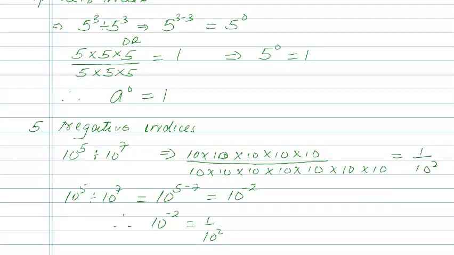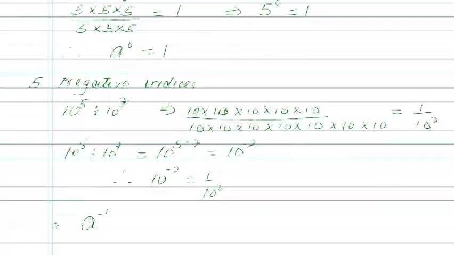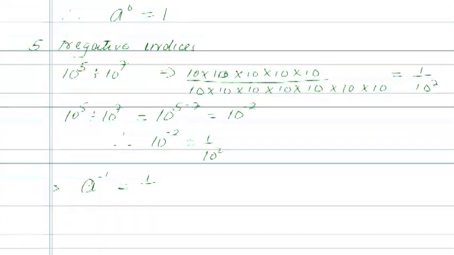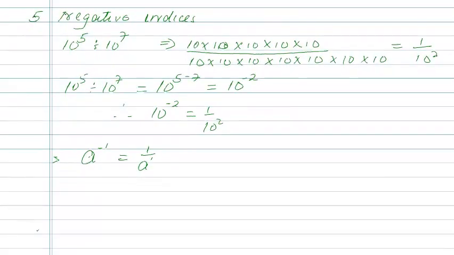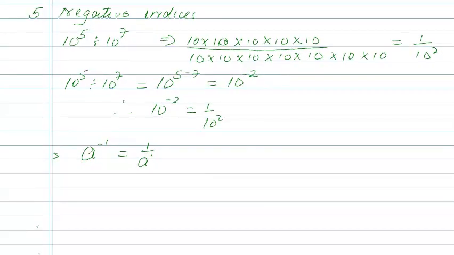If we consider another case here, a to power negative 1, then it is equal to 1 over a to power 1. When you push an index with a power which is negative to the denominator side, then the sign of the power is changing. We can generalize: a to power negative n is the same as 1 over a to power n.